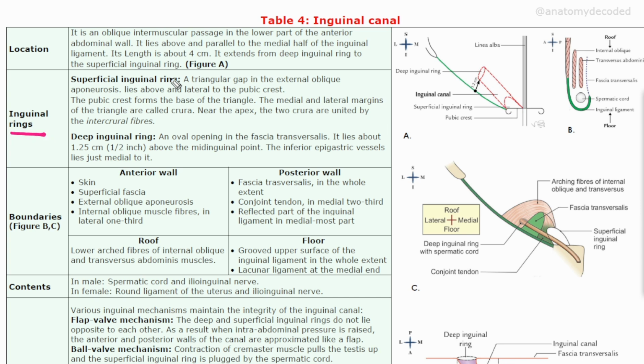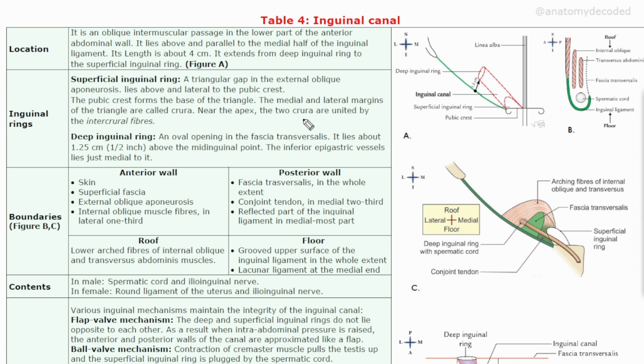Let's understand them. Superficial inguinal ring is a triangular gap in the external oblique aponeurosis. It lies above and lateral to the pubic tubercle. There is a muscle called external oblique, and its aponeurosis has an opening called the superficial inguinal ring. The pubic crest forms the base of the triangle, and the medial and lateral margins of the triangle are called crura. So it is a triangular opening which has a base and side margins.